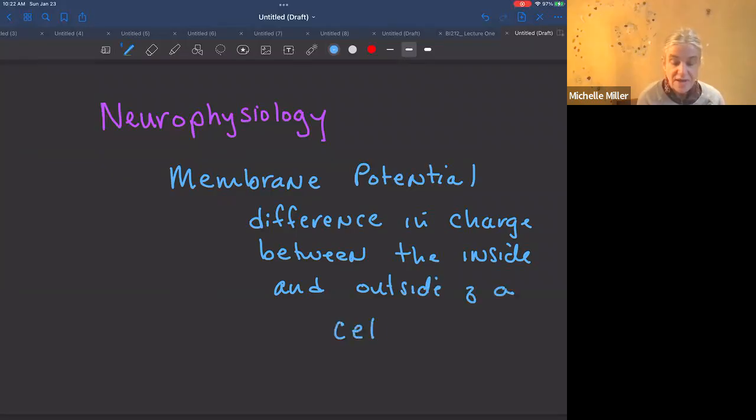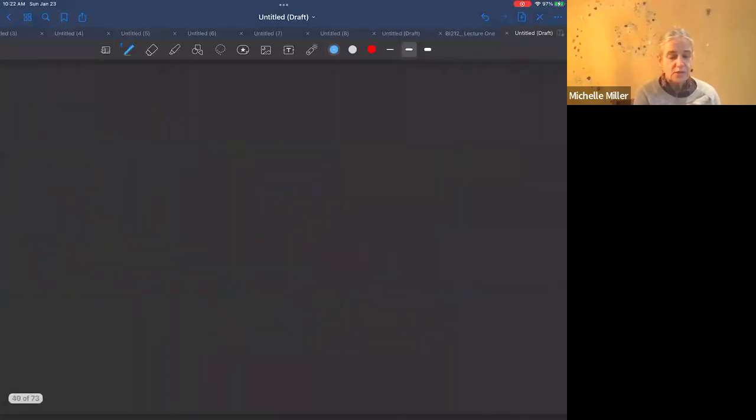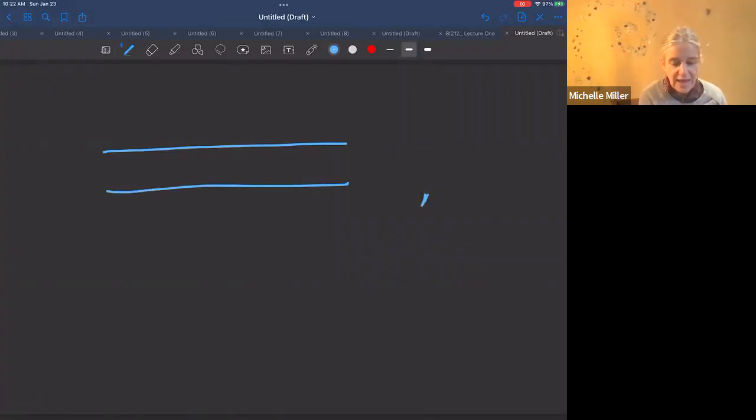And the cell that we're talking about here is the neuron, and the part of the cell that we're talking about is the axon. So this difference in membrane potential can be measured using a little voltmeter, and it's measured in millivolts. When we look at the difference, we could look at a section of the axon, and we could say that the inside is negatively charged compared to the outside.